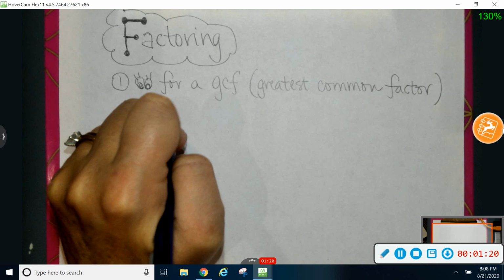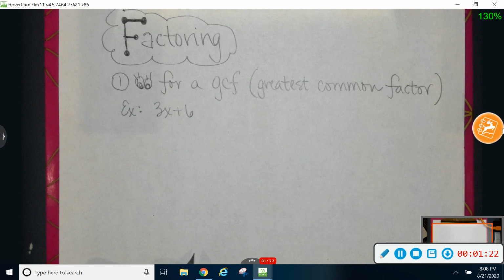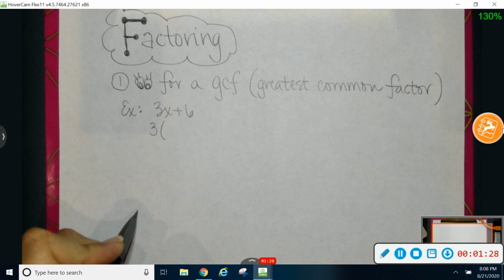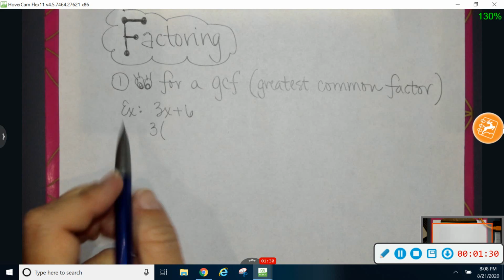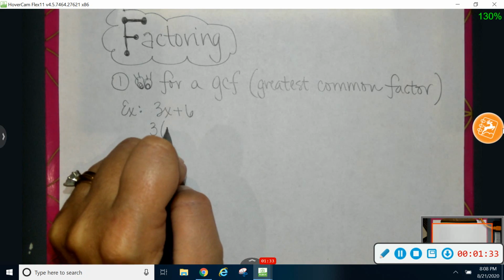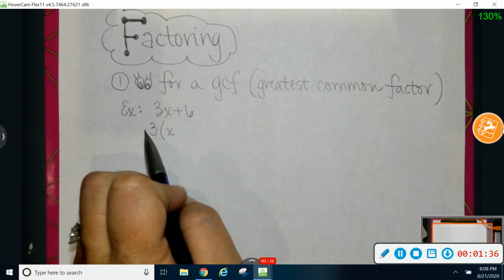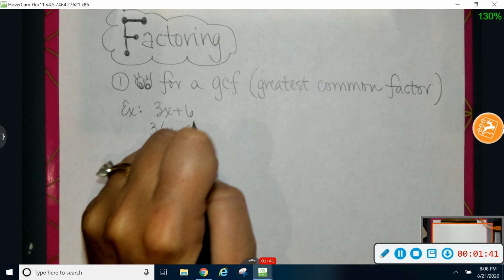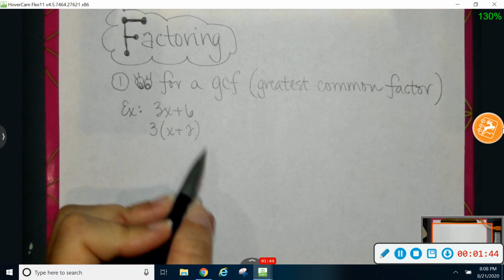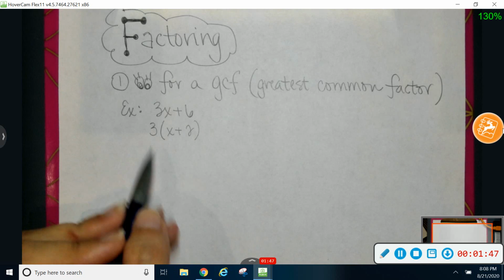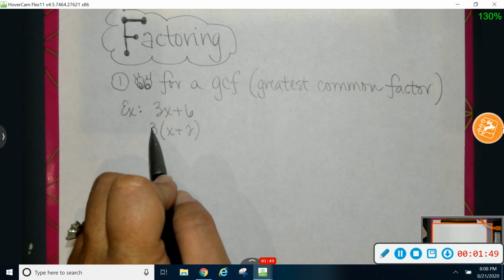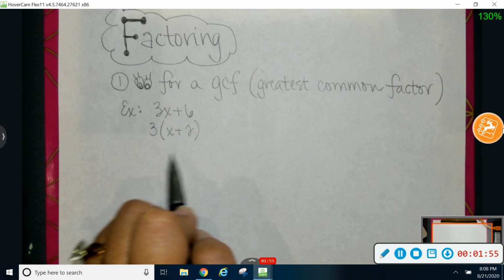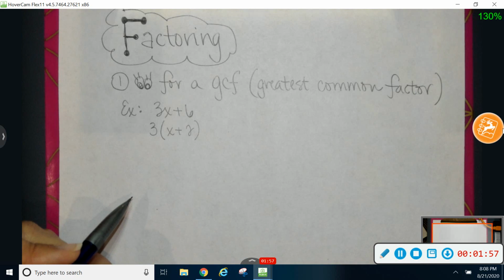So here's some examples. What if we have 3x plus 6? If I look for that GCF, we notice they have a 3 in common, so I'm going to take that out, and then we see what's left over. If I take a 3 out of 3x, I'm left with that x. If I take the 3 out of 6, I'm going to be left with plus 2. I should know that my factoring is on the same page as where I started, because if I distribute that 3 back, I get 3x back, and 3 times 2 takes me back to 6. So I should feel like this factoring is probably complete.